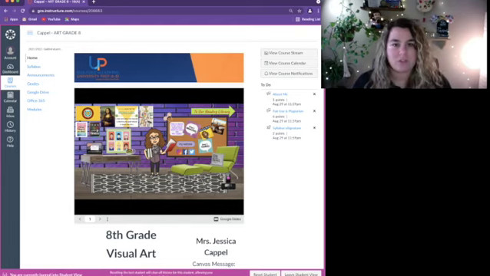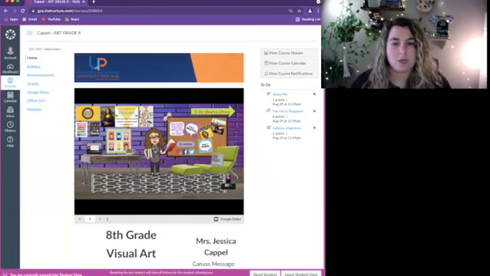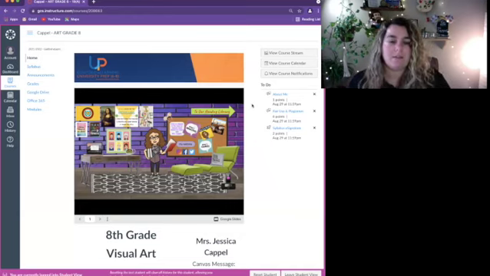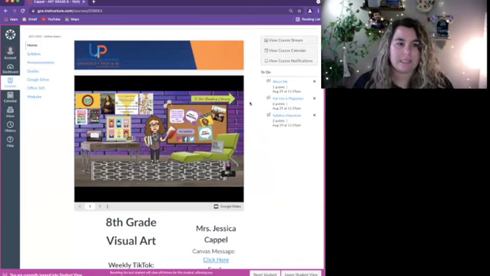All the grade levels are the same as far as the layout. So while I am in, I believe this is eighth grade for this demo, it's the same for sixth grade, seventh grade. It doesn't matter what grade you're in. This navigation is universal across all three grade levels that I teach.